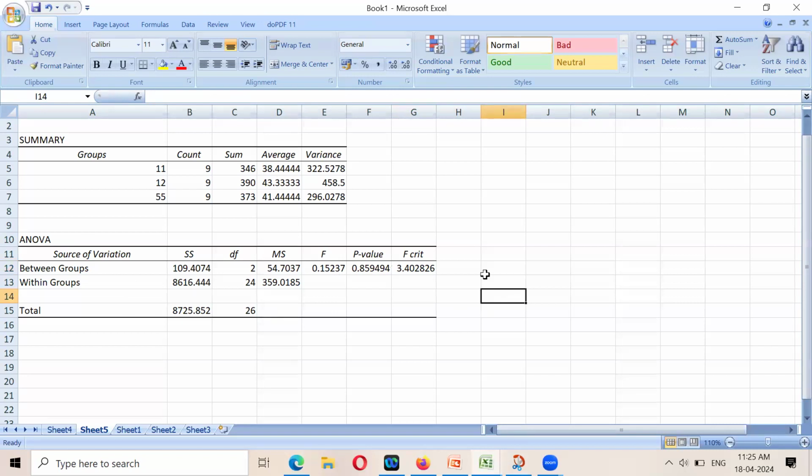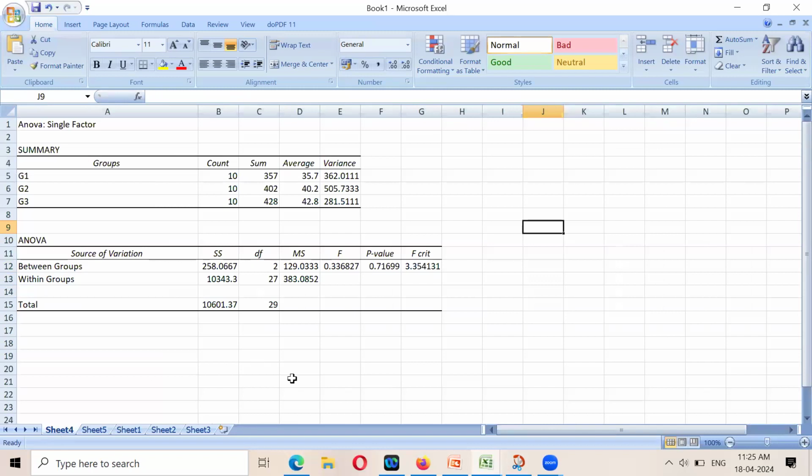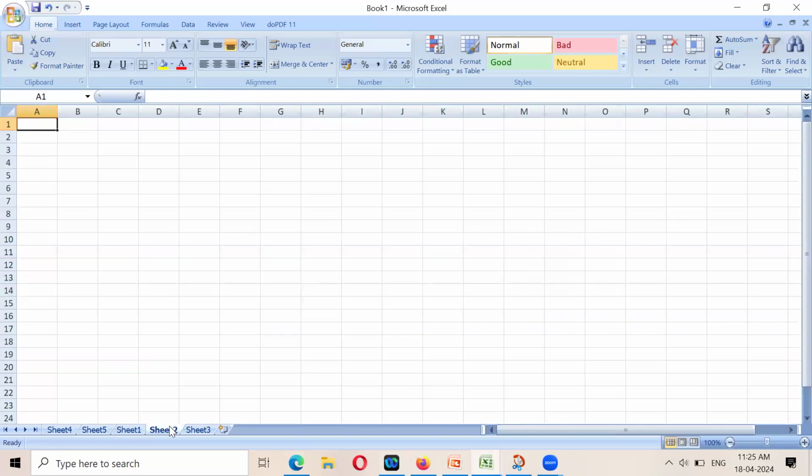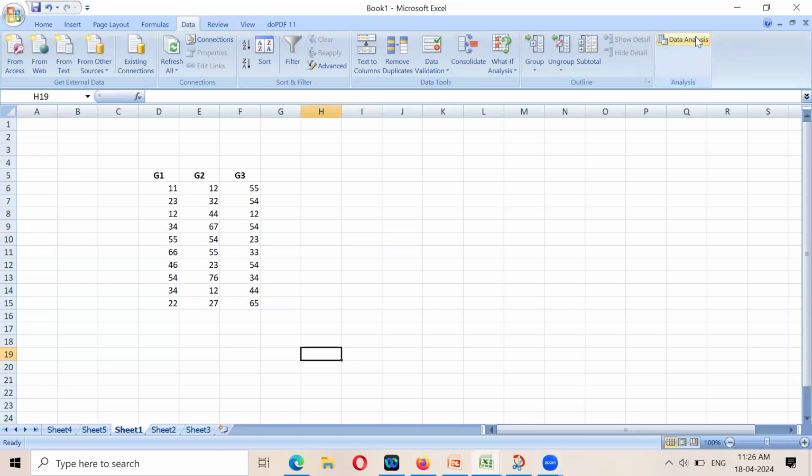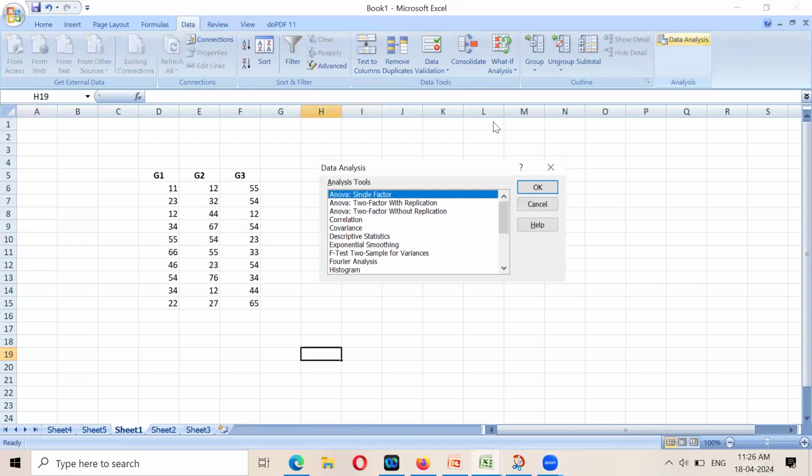How to consider the two-way ANOVA? It is simple. Just consider the same data that you are taking. Then go to the Data tab, Data Analysis Toolpak. Here we can have two-way ANOVA, F-test two samples for variance, or two factor with replication.